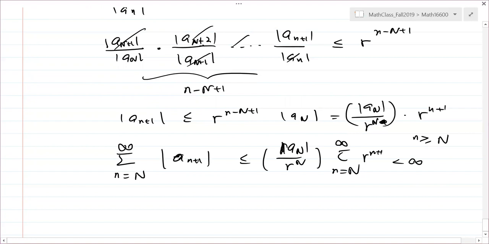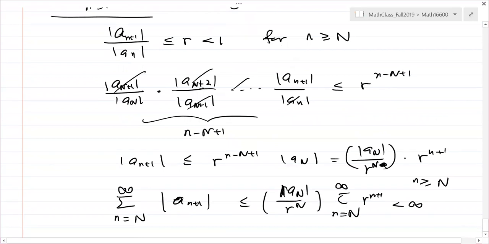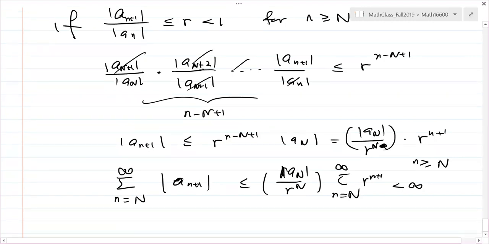So, the ratio test and root test, I did not give the proof in the last class, but this is the idea of a proof. If you have this for n greater than or equal to capital N, then you can compare the series with the geometric series. Okay, and the geometric series is convergent because r is less than one. That is the reason.